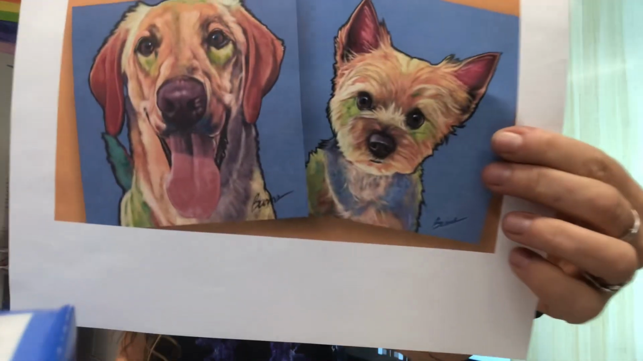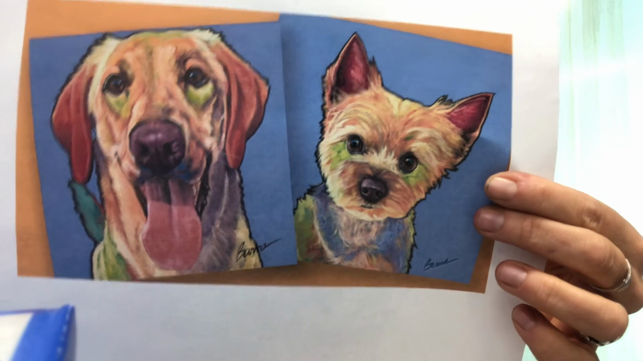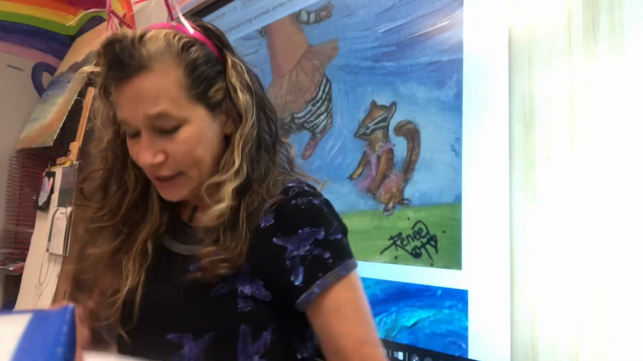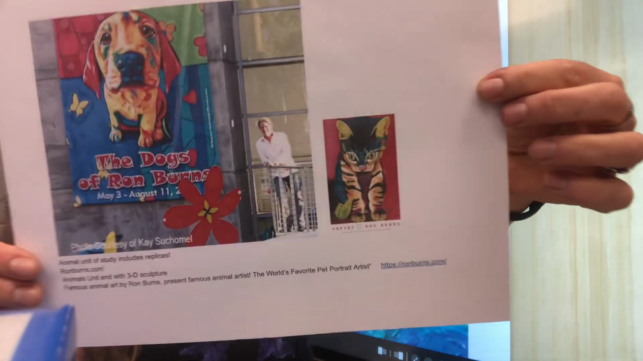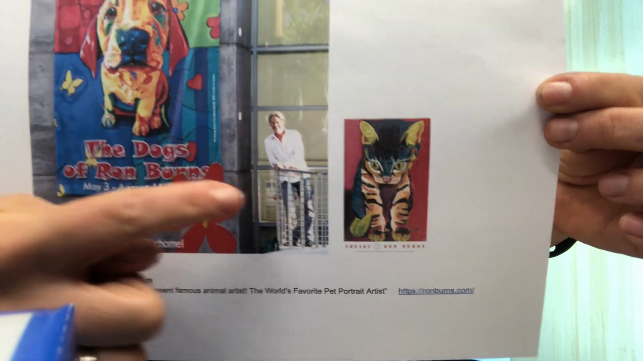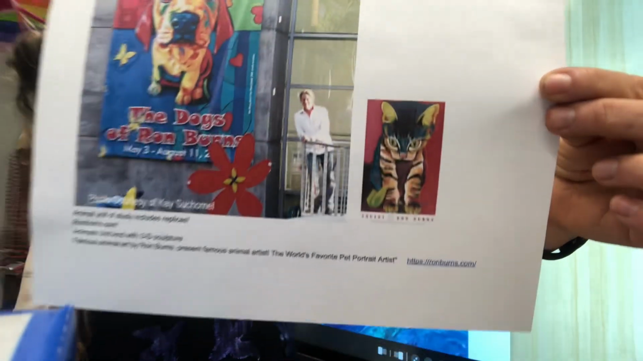This is Ron Burns, ronburns.com. He is the world's most famous animal artist, we might say, because he actually does illustrations for Warner Brothers. He's done the 9/11 famous dogs. There he is. He's a current day artist, still alive, and he does animals.